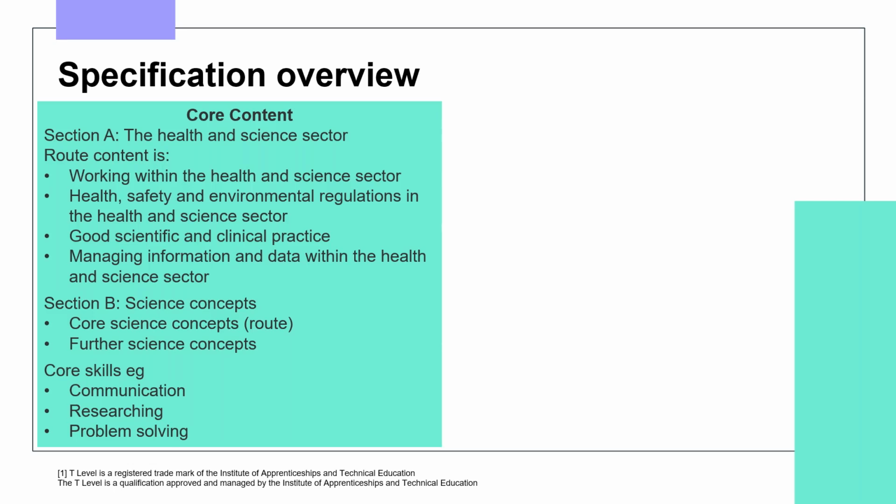And some of this core content is also root core content, meaning it will be common to the health, science and healthcare science T-Levels. For Section A, the root content is the 4 bullet points shown on screen. And everything in B1, the core science concepts, is also root content.